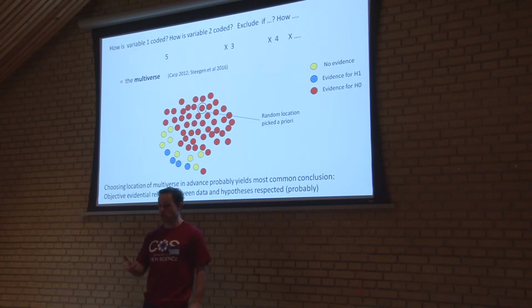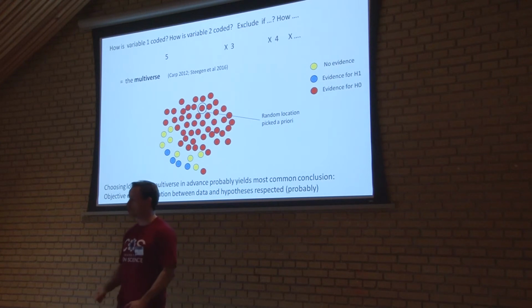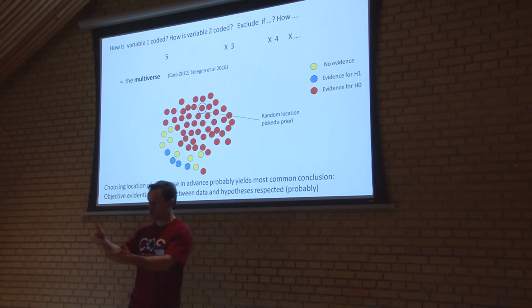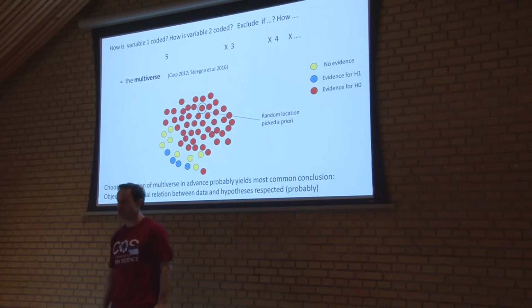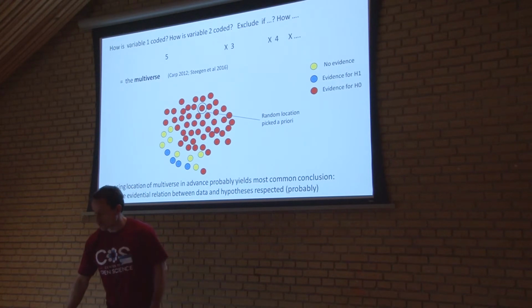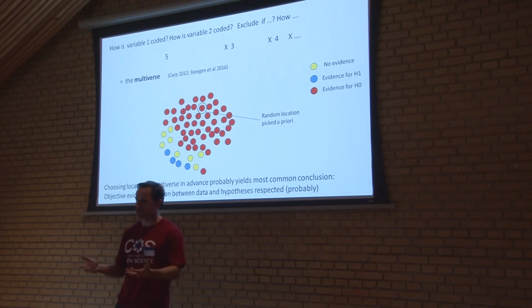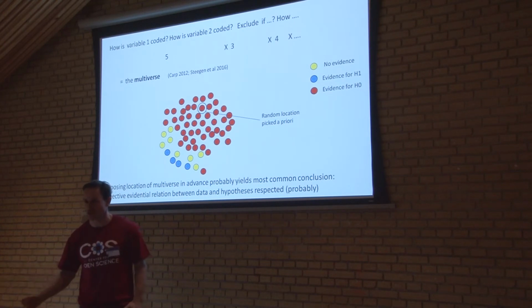And choosing the location in the multiverse in advance, in other words, putting yourself in a random location on it, probably yields the most common conclusion. So therefore, the objective evidential relationship between the data and the hypotheses is respected, probably. So I see tying down analytic flexibility as a shortcut to not calculating your multiverse. Okay? You're getting the most likely conclusion, probably, without having to calculate your multiverse in advance.